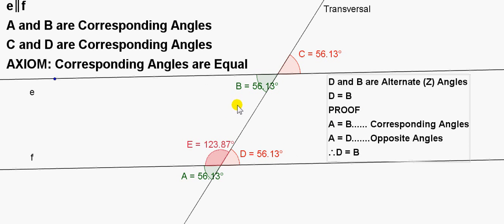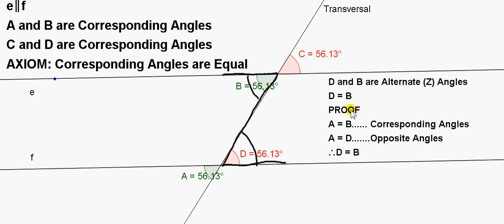Finally, we have what are called alternate angles. D and B are alternate angles. A more descriptive name for alternate angles is Z angles. We get the Z shape formed. So these two angles are the Z angles. It's a fact that these angles are equal.